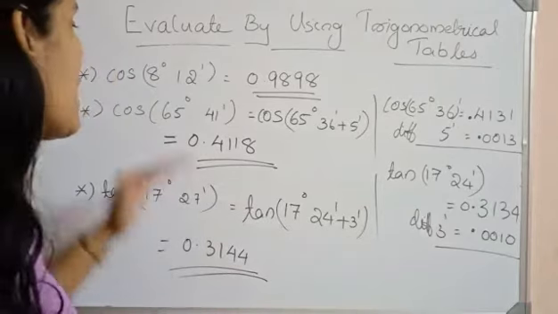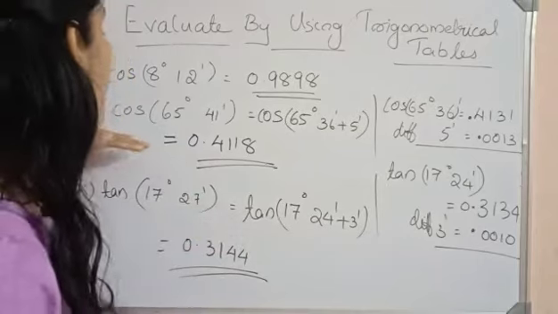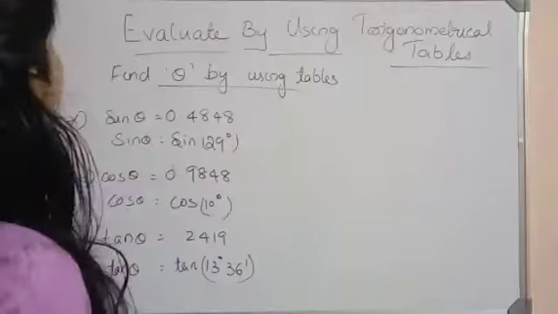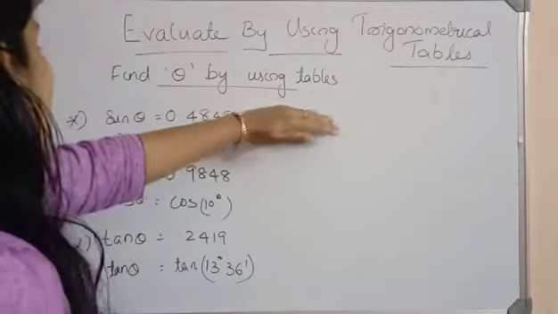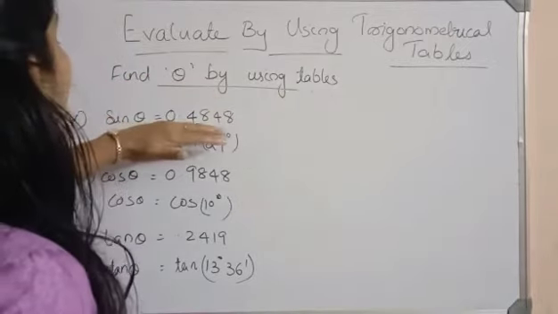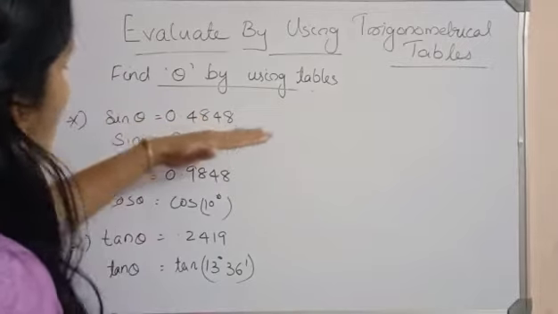So you remember, in case of sine and tan, the difference is to be added, and in case of cos, it should be subtracted. In the same way, we can find the value of theta. Find theta by using the tables. The value of sine theta is given and we have to find what theta is here. So this also can be found out by using the tables.